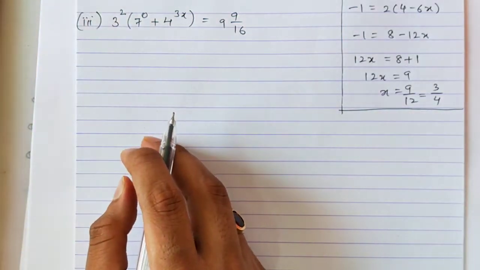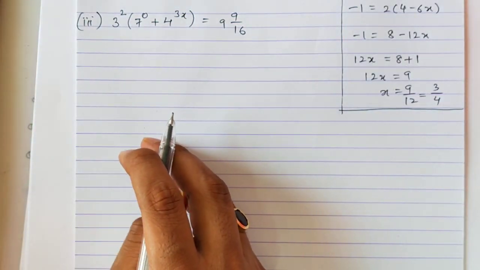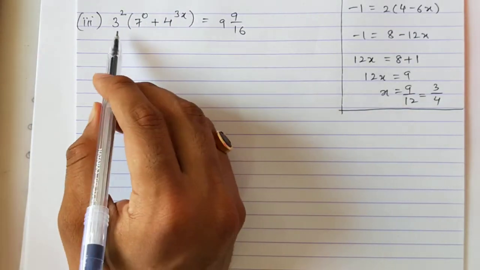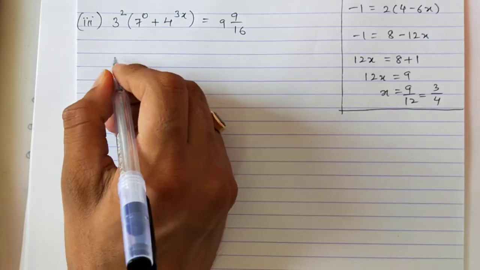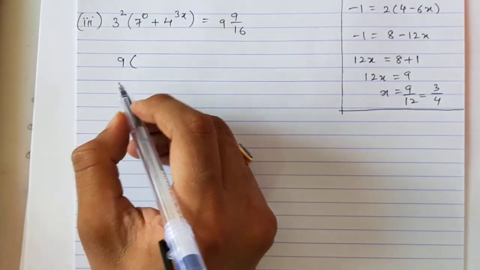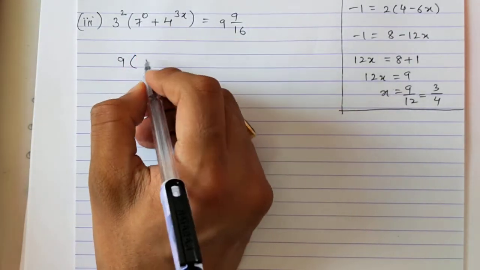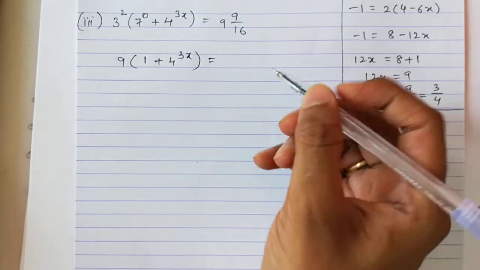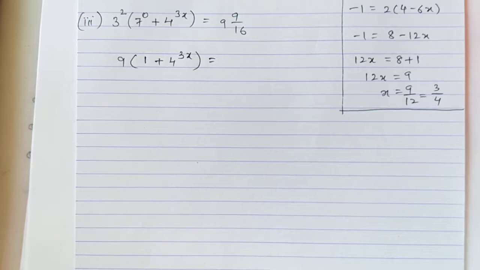This is the third question in question number 12. Now what does the third question do? See, 3 square is 9, 7 raised to 0 is 1 plus 4 raised to 3x is equals to, I'll solve this mixed fraction.